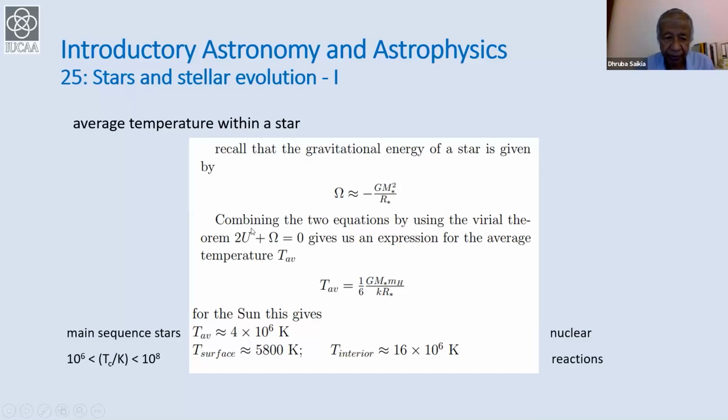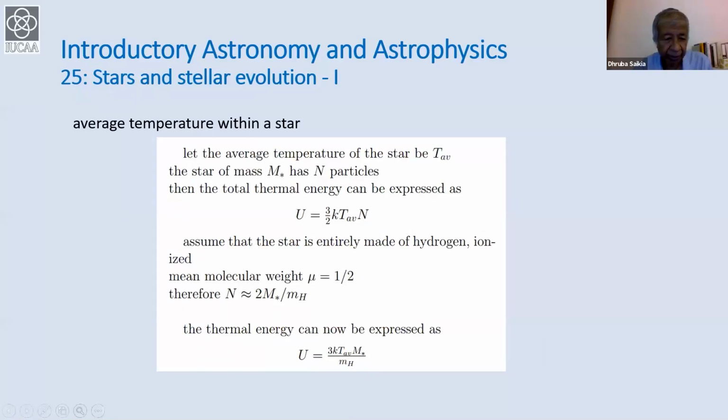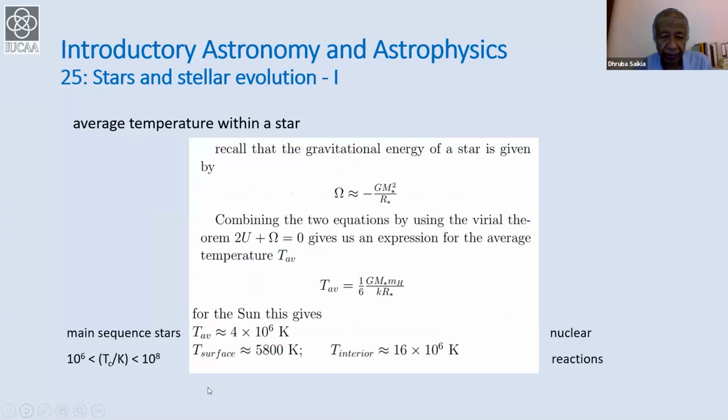Combining the two equations by using the virial theorem, which we have not derived but have stated, twice the kinetic energy, in this case the thermal energy, plus the potential energy is equal to 0. So using that, I will equate the gravitational potential energy of the star and the total thermal energy of the star. Equating these two, I can get a value for the average temperature. And that gives me a temperature of about 4 million degrees Kelvin.